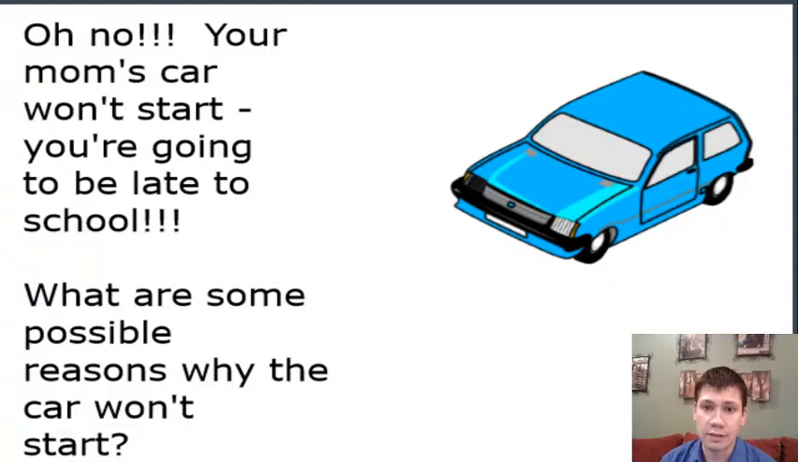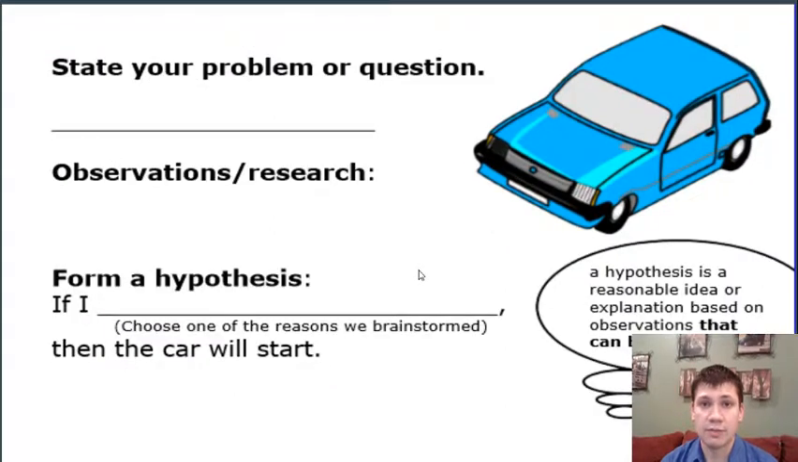But regardless of the reason, we still have a problem. And so today we're going to use this example that most of us are kind of familiar with to illustrate how scientists would solve a problem. So first thing we need to do is state our problem or question that we have. And sometimes it's just a question that scientists have. They're trying to figure out the answer to it. But today we're going to start with a problem. So our problem is, well, the car will not start.